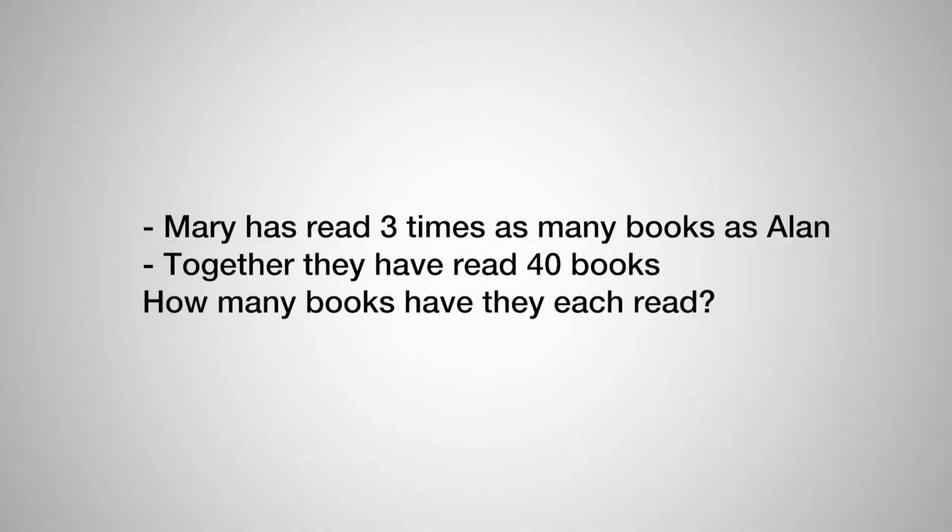Any situation where more than one condition must be satisfied at the same time gives rise to simultaneous equations. Let's look at a junior school example. If Mary has read 3 times more books than Alan, and together they have read a total of 40 books, then how many books has each of them read? Neither of the two facts alone is sufficient to solve the problem, but together it is simple.